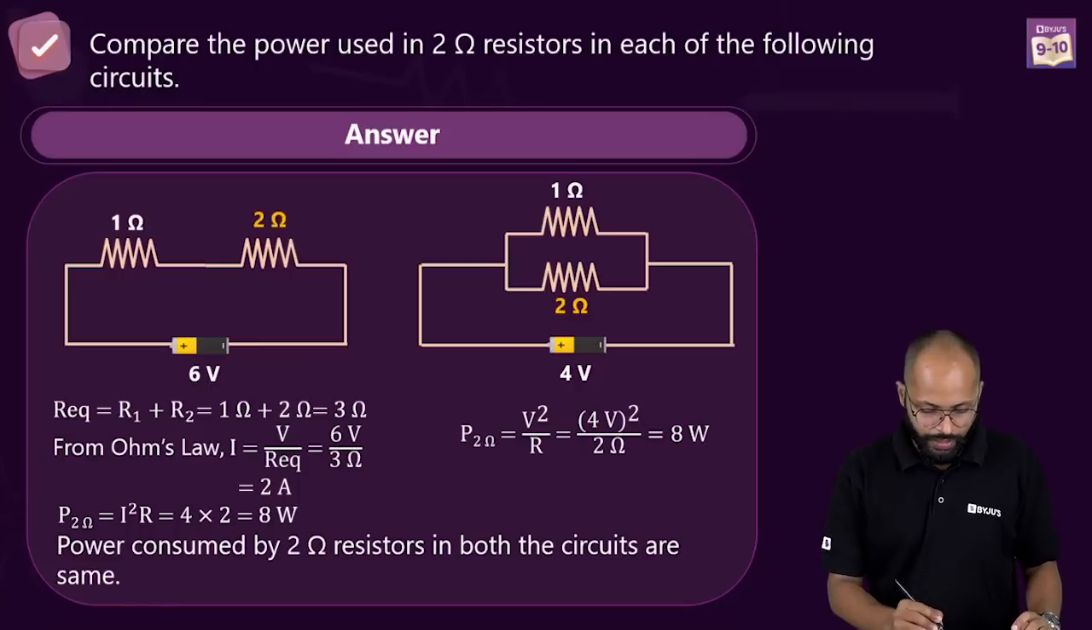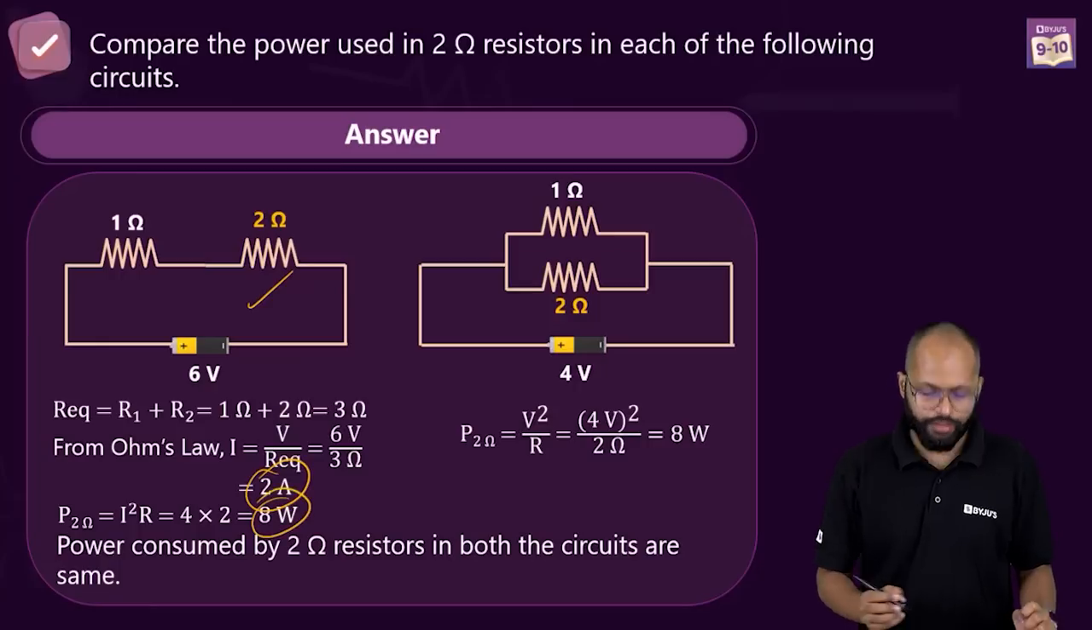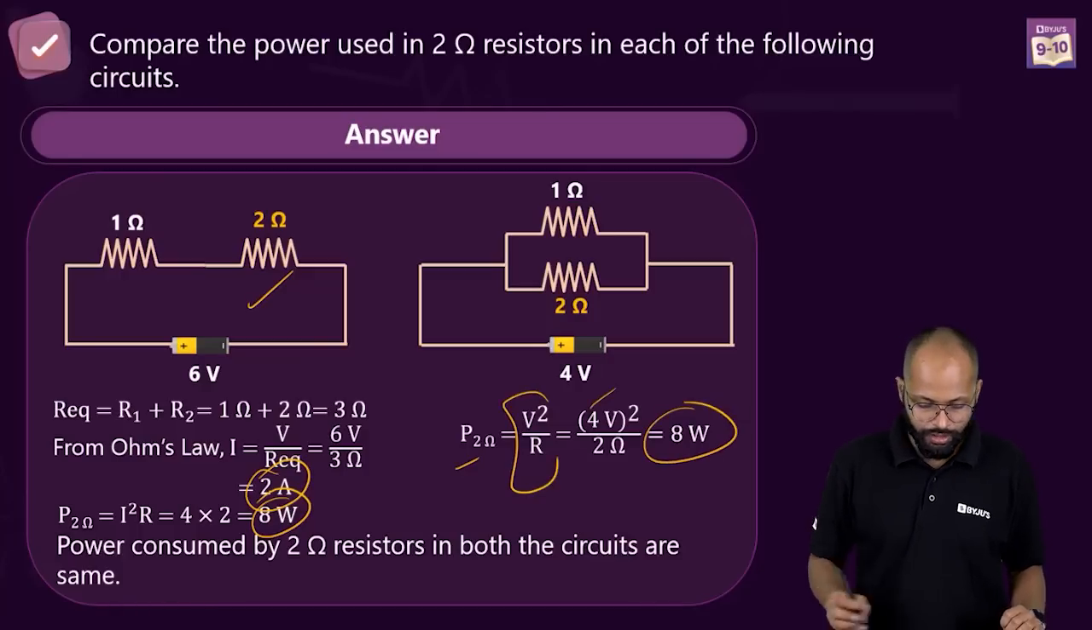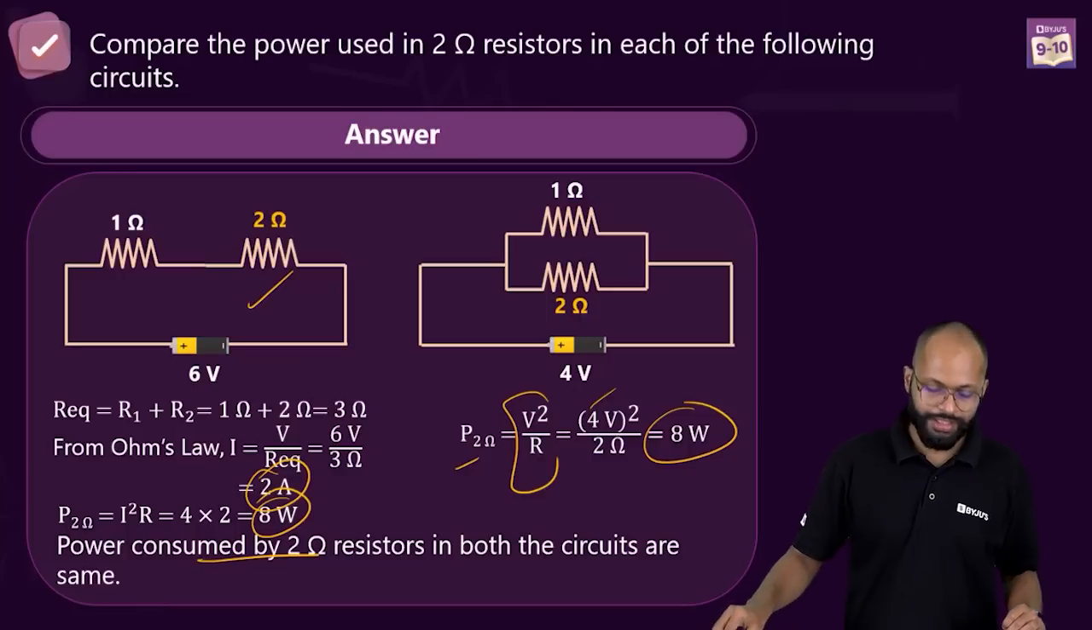Okay. So that's why. First case, resistance, you find the current is 2 amperes, 8 watt. We did that. Second one, it's V square upon R. V is 4 volts. 4 square upon 2, it's 8 watt. Power consumed by the 2 ohm resistor is the same in both circuits.